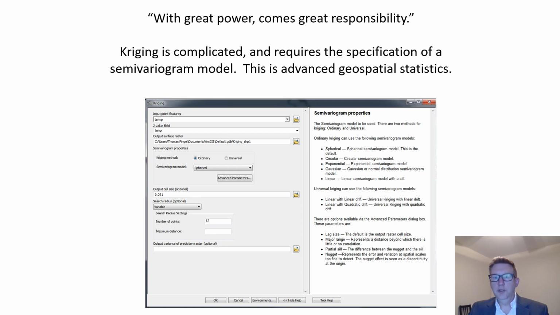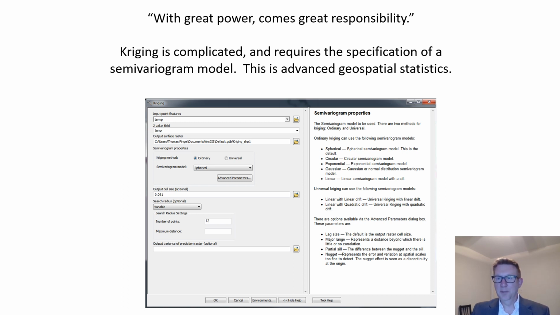There are several tools available in ArcGIS to do this. One of these is the Kriging tool. The Kriging tool requires a lot of settings. This is probably one of the areas where I would not totally trust the default settings. They're likely to be okay, but there's a lot of geostatistics that goes around in the background here, understanding what these different kinds of Kriging methods are, what semivariogram models are. There's a lot going on here.